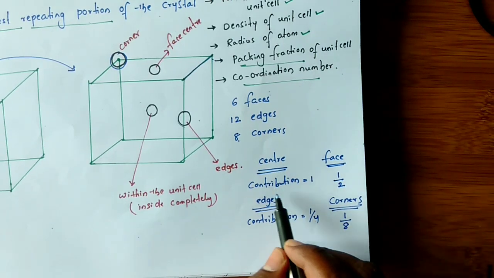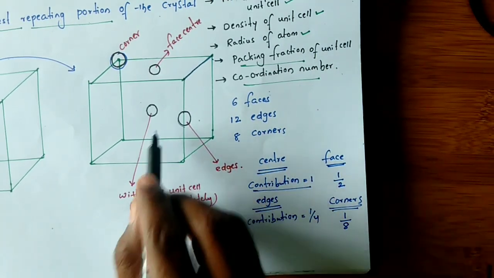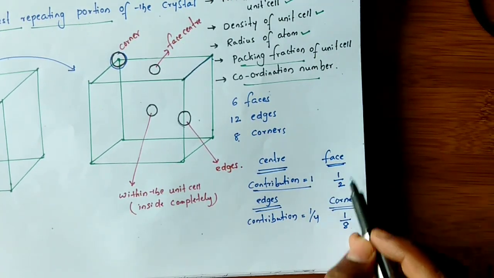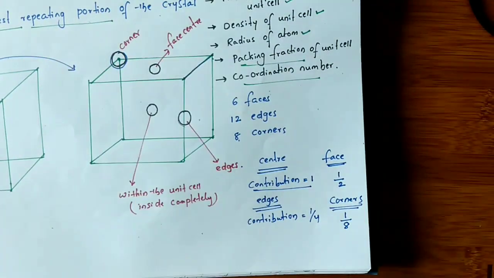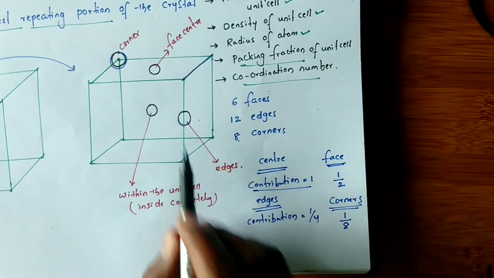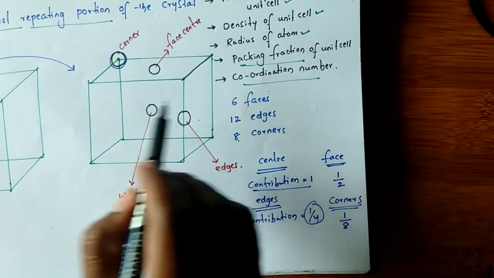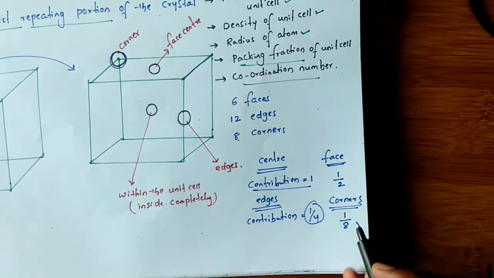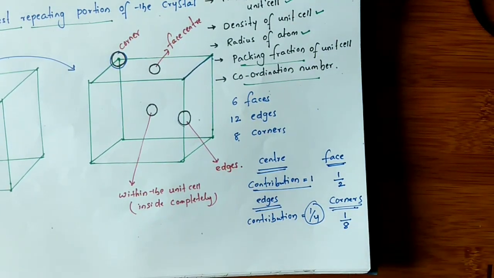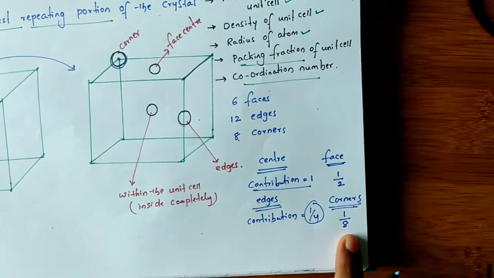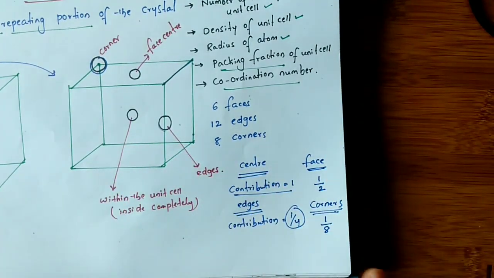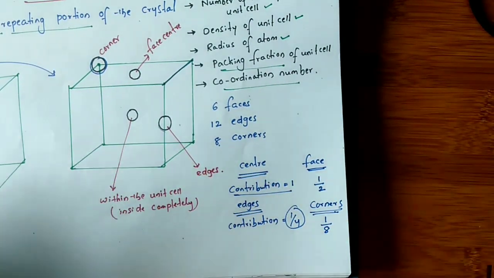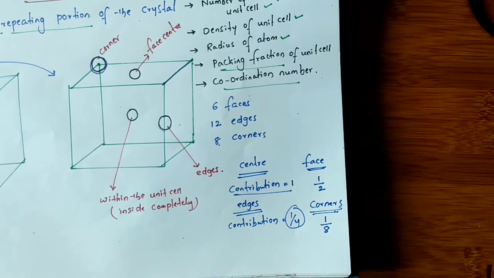If it is present at the center, it completely belongs to the unit cell. If the atom is present on the faces, only half will be in this unit cell and half will be in another unit cell. On edges, only 1 by 4th of that atom is present in this unit cell. If the atom is present on the corners, only 1 by 8th portion of the atom belongs to this unit cell. The remaining 7 parts will be for 7 other unit cells.